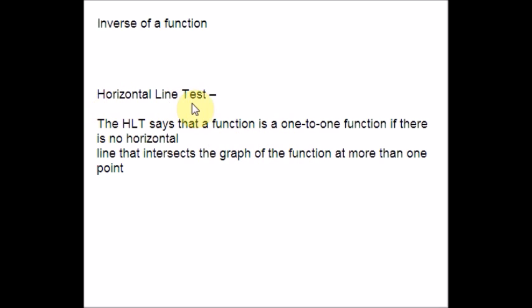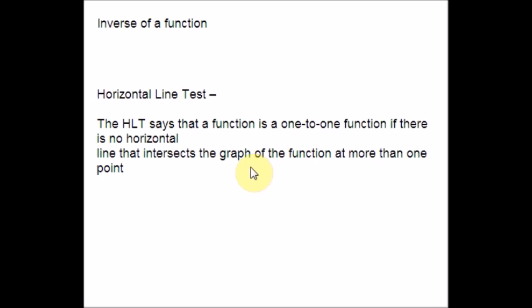You would have come across this word, I guess. The horizontal line test. We used to denote it by HLT. It says that a function is a one-to-one function if there is no horizontal line that intersects the graph of the function at more than one point. It means it should cut the graph at exactly one point. In case it intersects the graph at many points or more than one point, then the graph fails the horizontal line test. So it cannot be a one-to-one function.